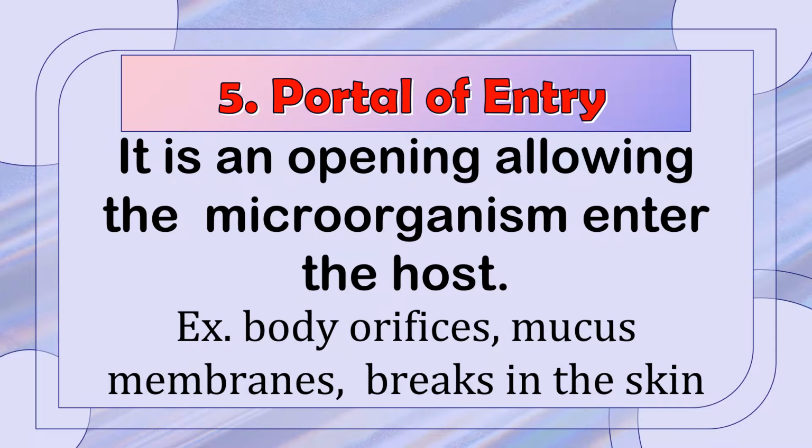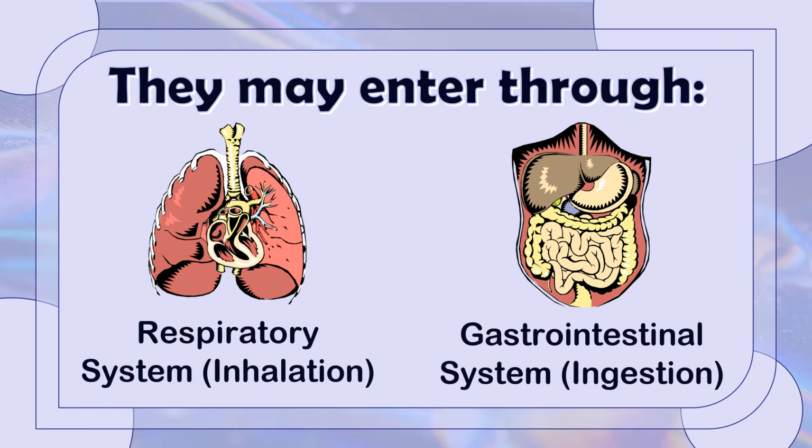Now, after the pathogens leave the body of the first host, it will go to the next host through what we call the portal of entry. It is an opening allowing the microorganism to enter the host. For example, the different portals of entry are body orifices, mucous membranes, and breaks in the skin. They may also enter through the person's respiratory system, through inhalation, and also in our gastrointestinal system through ingestion.